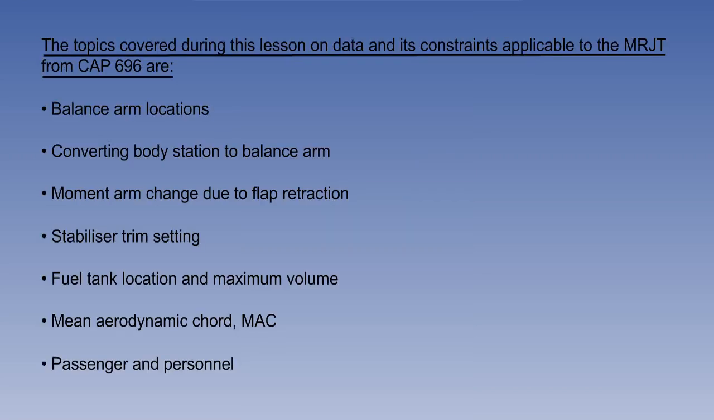In this lesson, we have covered the CAP 696 medium-range jet transport description and the aeroplane data constraints. We looked at the data for balance arm location, converting body station to balance arm, moment change due to flap retraction, stabilizer trim setting, fuel tank location, maximum volume, and the mean aerodynamic chord. Finally, we looked at the passenger and personnel data. We learnt how to use the tables to extract information which we will find necessary for future mass and balance calculations.